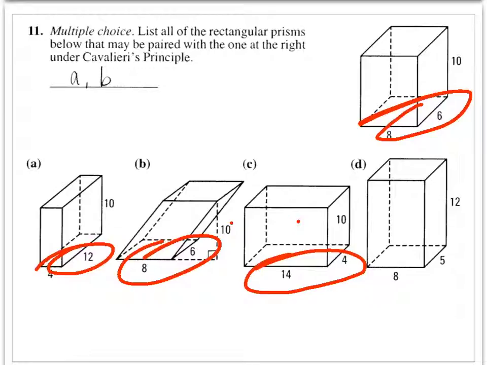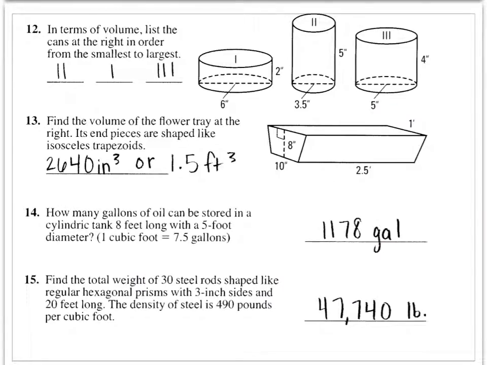This one, I believe, would have the same volume. Let me check it out real quick on my calculator. It would. This would have the same volume as this one, but since it doesn't have the same base area, it doesn't follow Cavalieri's principle. For number 12, you want to go from smallest to largest in terms of area. You just basically have to go through and find the area of each one. Smallest would be number 2, then the next smallest would be number 1, and the largest volume would be number 3. Just finding the volume of each one of those.